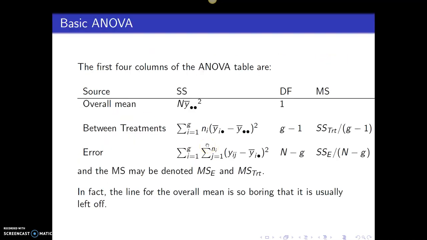Okay, so here's how we set up the ANOVA table. So notice we have the overall with 1 degree of freedom, the between treatments, and this will have a degree of freedom of G minus 1 here, and the error N minus G. And the mean square can be denoted as MSE or MSTRT for treatment, if you like. I like to use that notation, so I don't know in class that I'll ever write it out this way, but it's good to see it both ways. The line for the overall mean is, as Gary says, so boring that we usually leave it off. So you'll see in most software, this line will not be included because it is so boring.